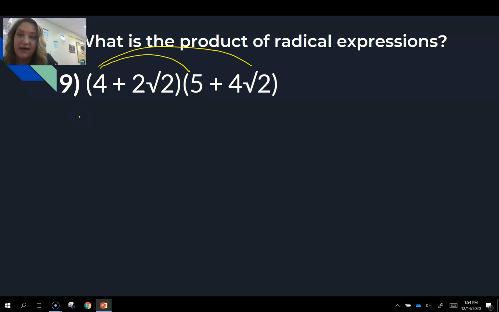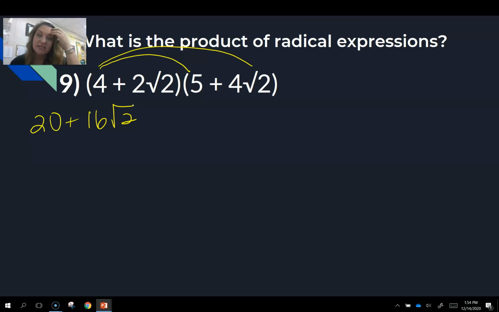So 4 times 5 is 20. 4 times 4 square root 2 gives me a positive 16 square root 2. We mentioned this last time: what's outside gets multiplied together and what's inside gets multiplied together. So both 4s were outside, and they got multiplied together.